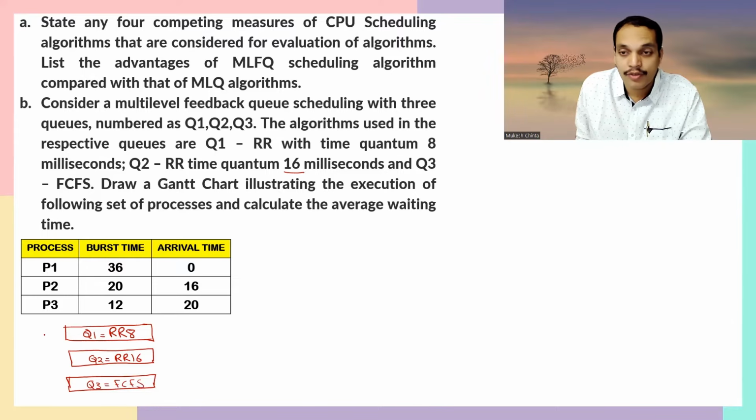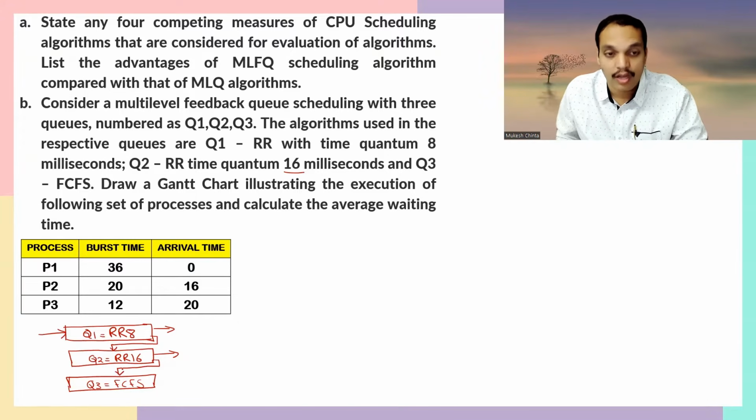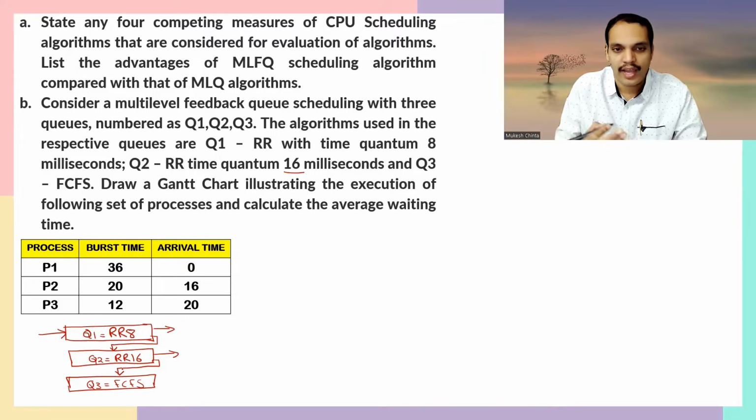If you remember the multi-level feedback queue scheduling, any process should always enter into Q1 first. And if it's not completing its execution here, then it will be brought down into this queue. And once again, if it does not complete its execution in Q2, then it is pushed down to Q3. Now let us think, how do we calculate the average waiting time? Once again, the best way to do this is using a Gantt chart.